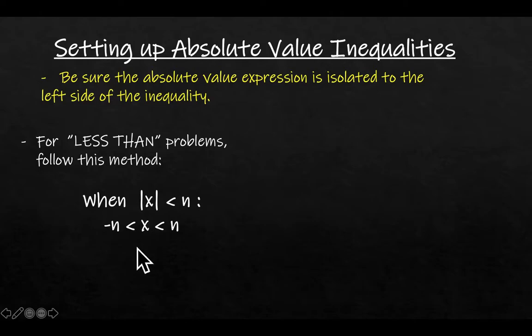These signs, recall, can be either less than or less than or equal to. So if this had another line underneath it, then it would indicate less than or equal to, and we would still follow this less than method.